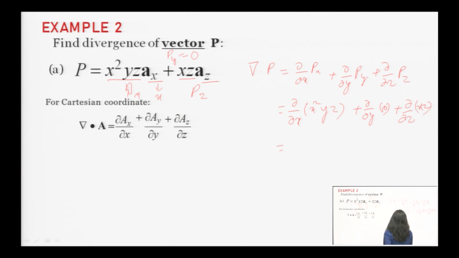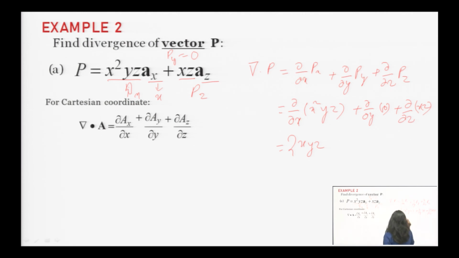After solving this we will get 2xyz, because all the quantities except x will act as a constant quantity. So we have written y and z as it is.